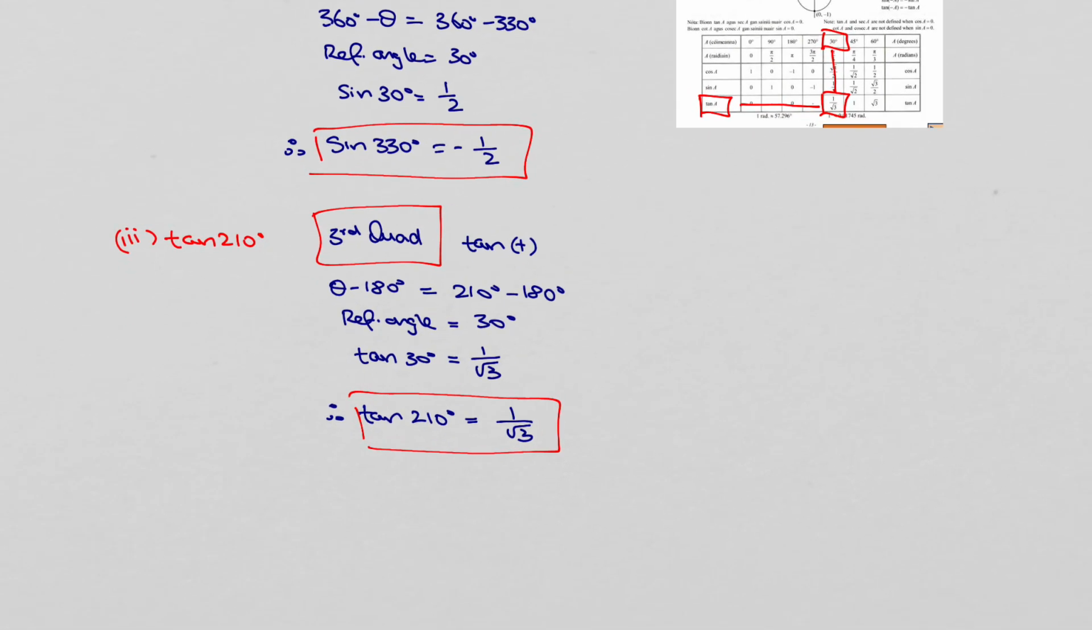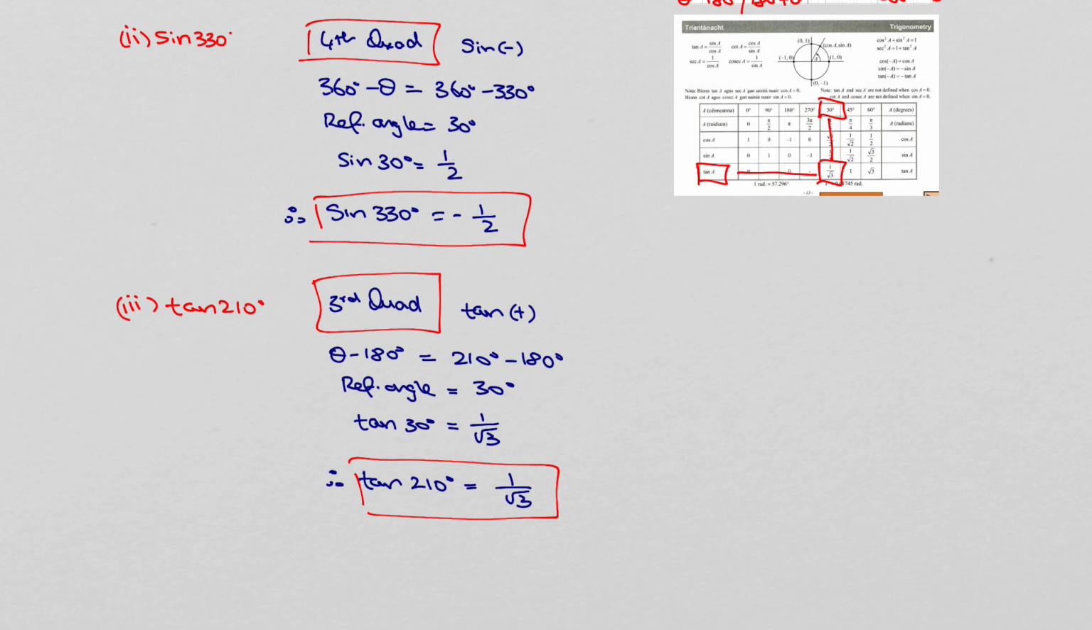Okay, so the last one then is an interesting one, which is sine 660. So 660 is interesting because clearly the angle this time is greater than 360, which means I've gone around the circle more than once.